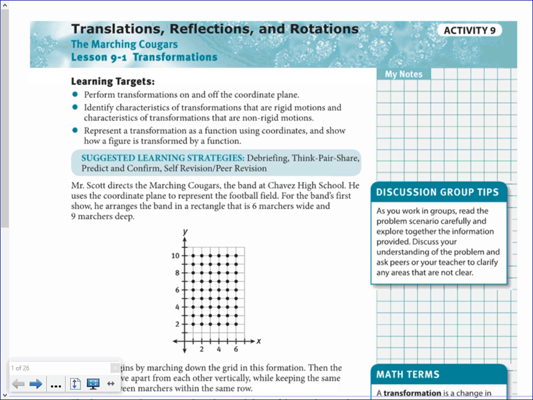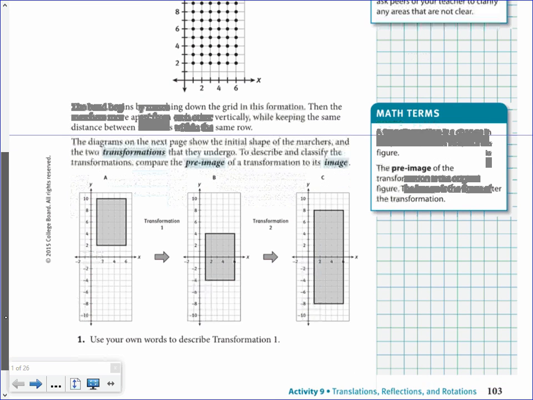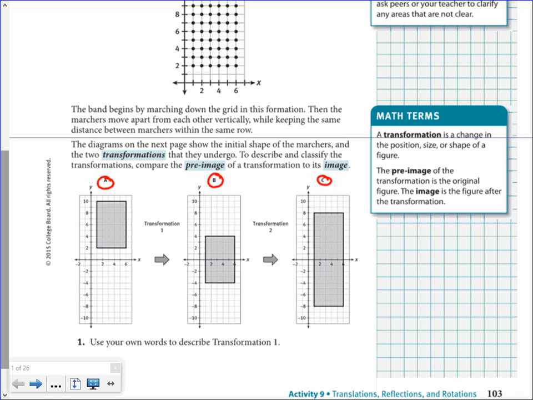Then the band begins by marching down in that transformation, which is shown down here. So they start in this figure A, and then they go to figure B. That's transformation 1. Then the marchers move apart from each other vertically, but they stay in the same row, the same distance apart. So that goes to figure C.